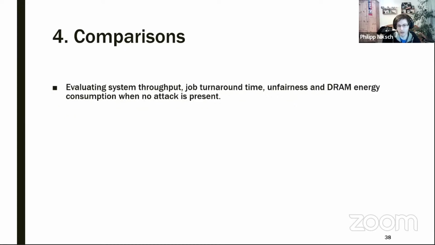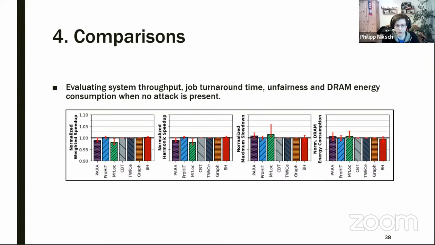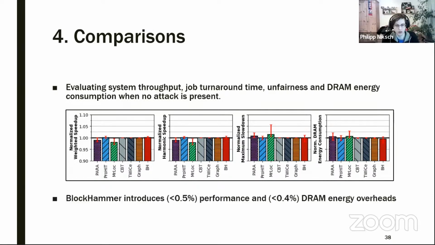For the performance evaluation, the paper distinguishes between 2 cases. Either an attack is occurring or not. Let's take a look at the case without an attack first. The paper uses 4 metrics: system throughput, job turnaround time, unfairness, and DRAM energy consumption. As we can see, the red bar corresponding to BlockHammer is very close to the baseline. Overall, BlockHammer introduces less than 0.5% performance and 0.4% DRAM energy overheads.